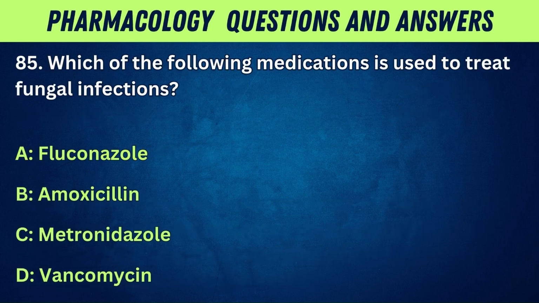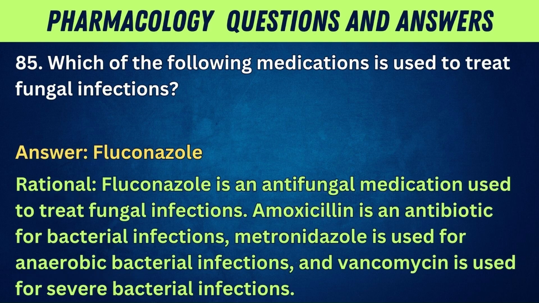85. Which of the following medications is used to treat fungal infections? A. Fluconazole. B. Amoxicillin. C. Metronidazole. D. Vancomycin. Answer: fluconazole. Rationale: Fluconazole is an antifungal medication used to treat fungal infections. Amoxicillin is an antibiotic for bacterial infections. Metronidazole is used for anaerobic bacterial infections, and vancomycin is used for severe bacterial infections.